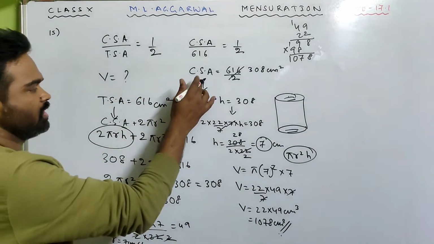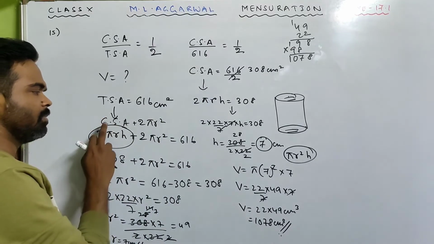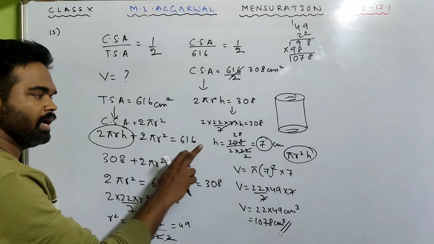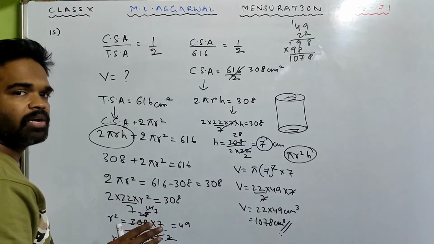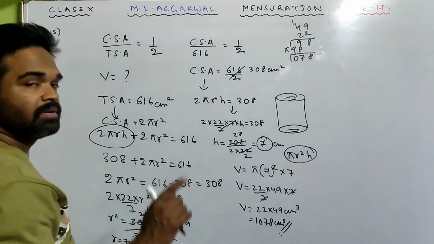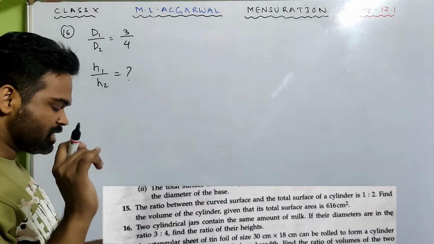Very easy. We got CSA, then TSA is nothing but CSA plus 2 pi r square. We got 2 pi r square, we got r, we got h, and then volume is pi r square h. This is number 15. Now let us do number 16. Now look at number 16.